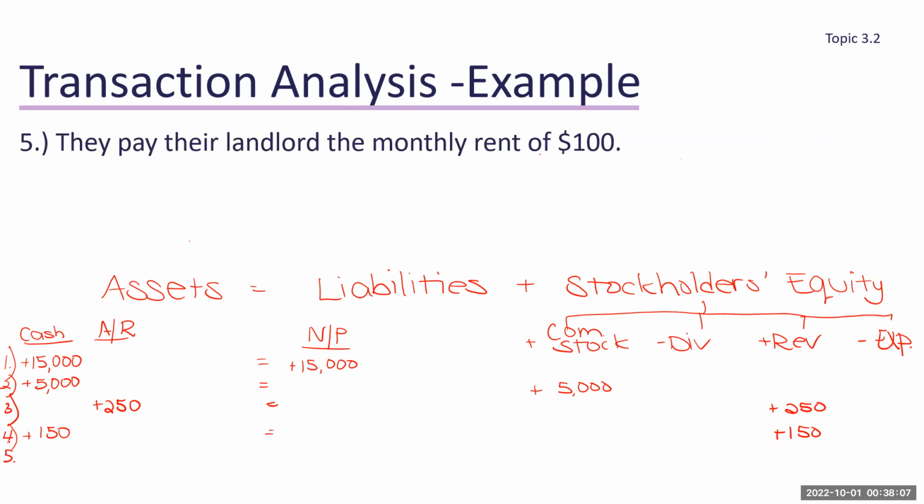Okay, and then the company pays their landlord. If it just says pay in the prompt, it doesn't say pay on account, you assume that's cash. So cash went down $100. That's not bad for rent. Okay, and then down $100. Okay, so you have negative 100, both of your sides balance. You have a negative 100 on both sides. The same value has to be on both sides.